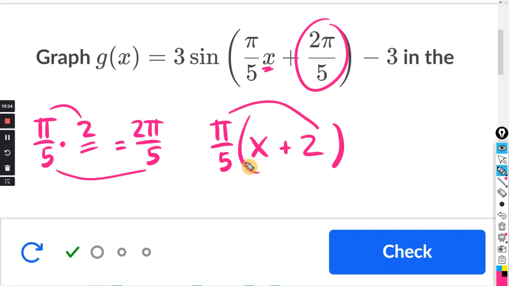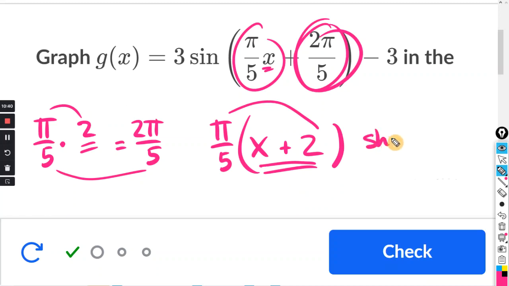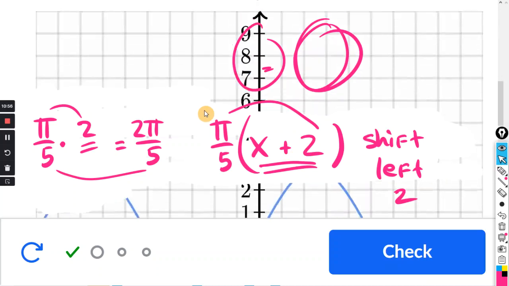Now just double check. Pi over 5 times x, we got it. Pi over 5 times 2, we got it. That is going to be 2 pi over 5. So you can see here the 2 is added to x. That makes it shift left by 2 units. Okay, remember shifting left and right, it's opposite. If this were a negative 2, it would shift right 2 units. All right, we're going to shift everything left 2 units.